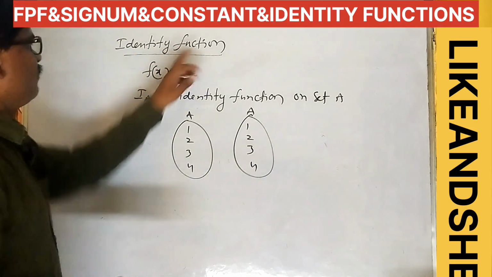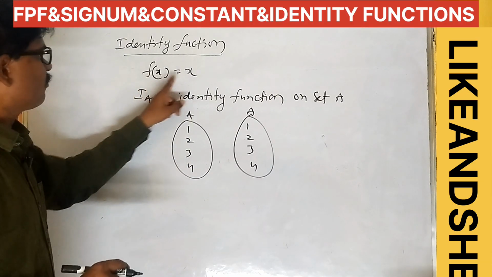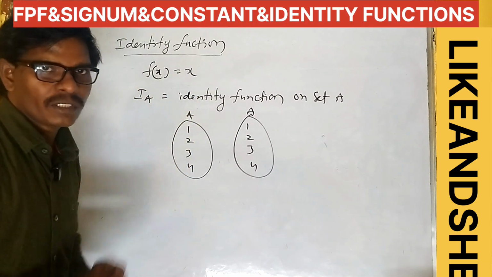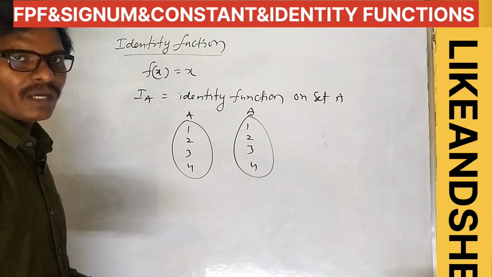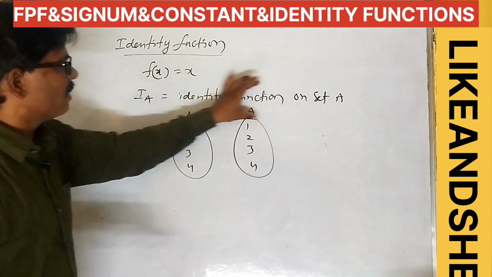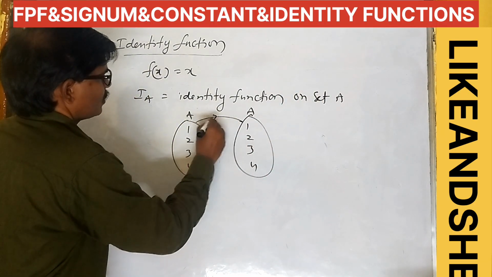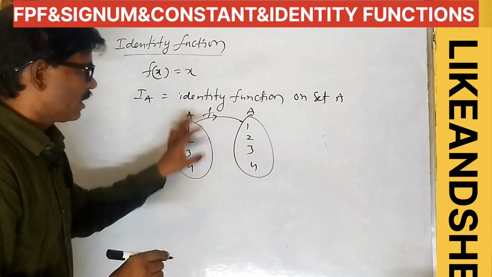Okay, this is the identity function. f of x is equal to x only. f of 1 is only 1, f of 2 is only 2, f of 3 is only 3. That is the mapping, and that function is called an identity function. I_A is the identity function on set A. This is the mapping f.